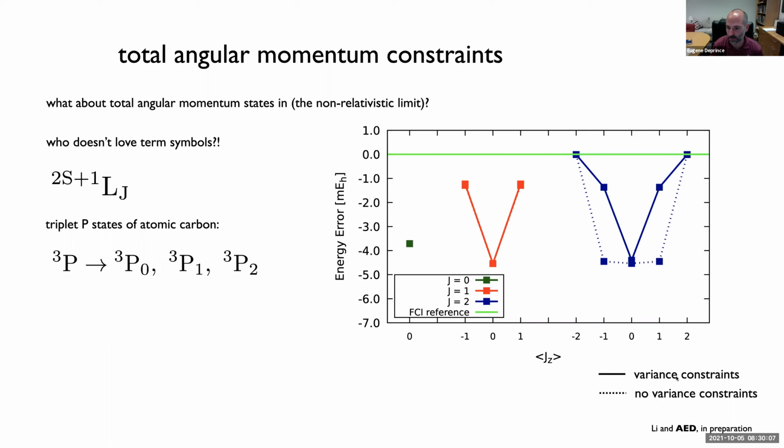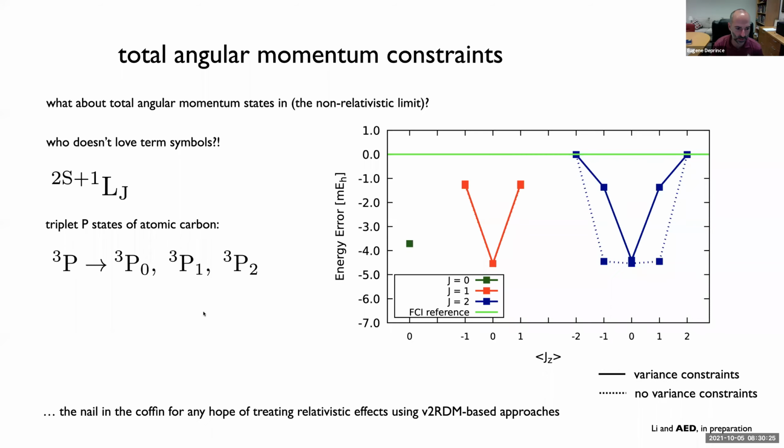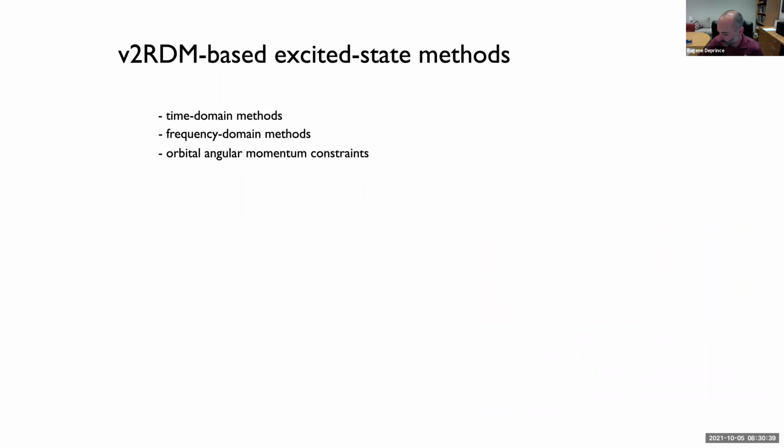Here, this is enforcing variance constraints or not enforcing variance constraints. In the case of this J equals 2 state, the variance is very important, but it doesn't really help us at all for the M sub J equals 0 state. So in my opinion, this is interesting, but very sad, because to me this is kind of the nail in the coffin for any hope of treating relativistic effects with these types of approaches, because I cannot even come close to describing the non-relativistic limit correctly until we discover additional constraints that can fix this problem.